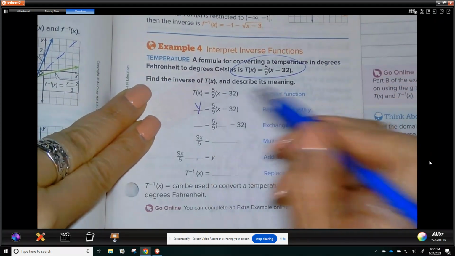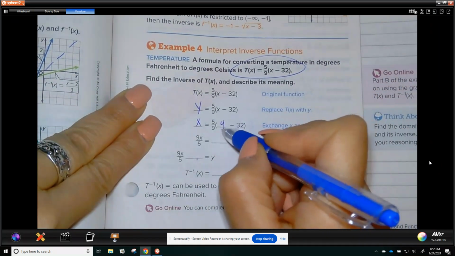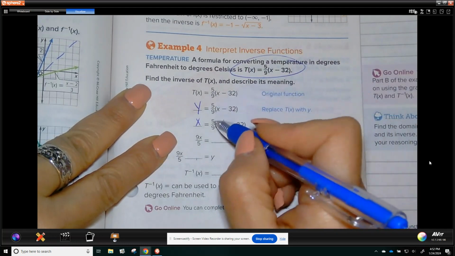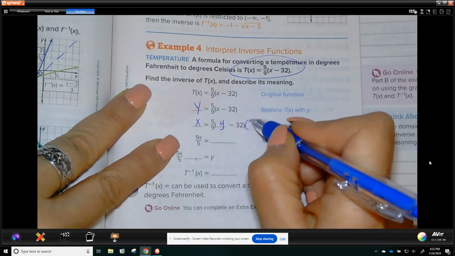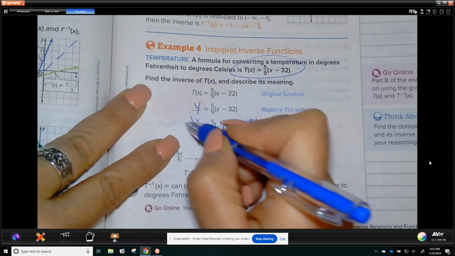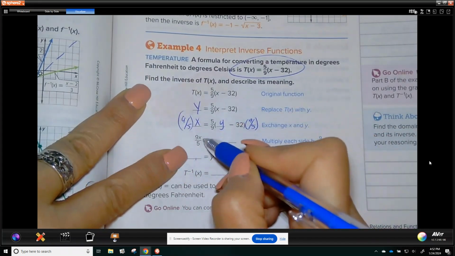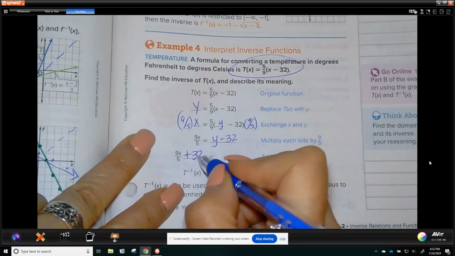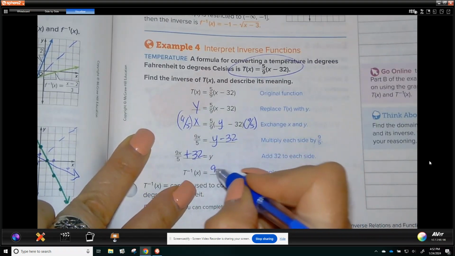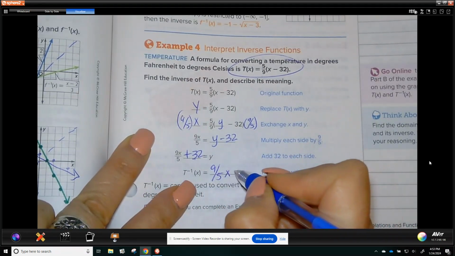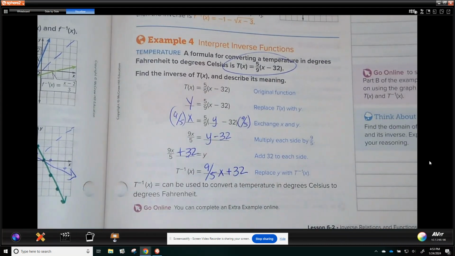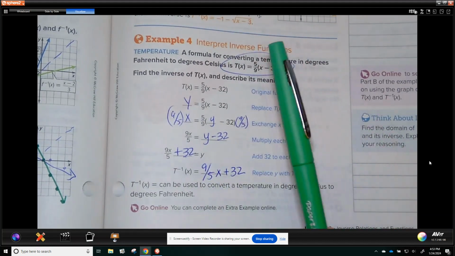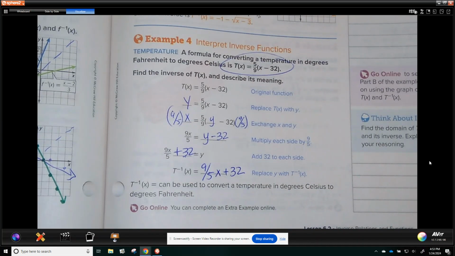So we change that to y, switch x and y, and then solve for y. So what they did here was multiply by 9/5 to get rid of that fraction. So you get that. You get y minus 32. So you just add 32 to get y. So your inverse function is 9/5 x plus 32. Okay, so you could convert Celsius back to Fahrenheit using this, or Fahrenheit to Celsius with that.